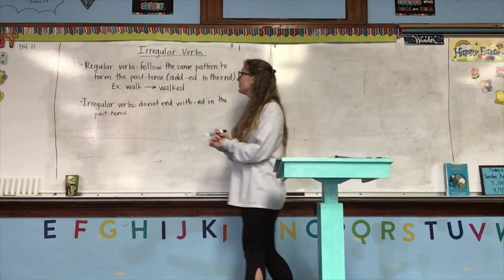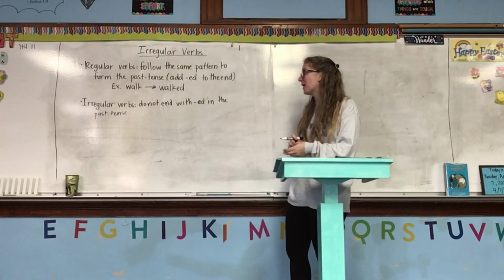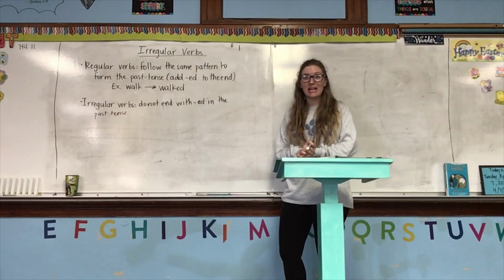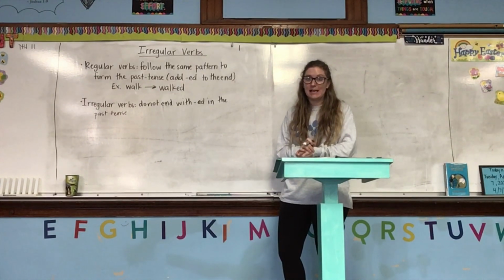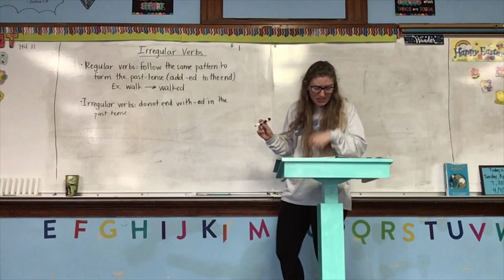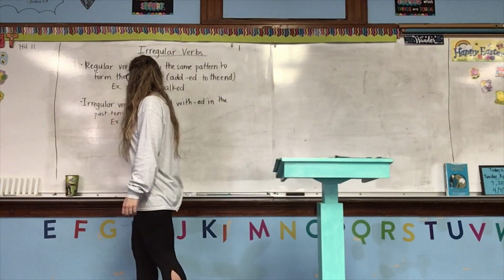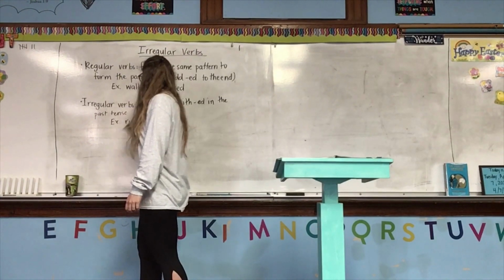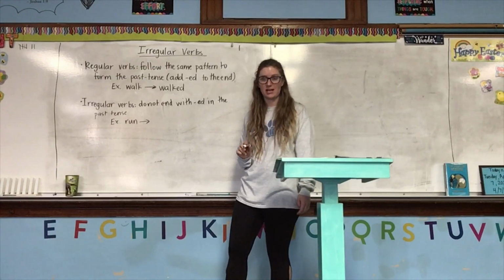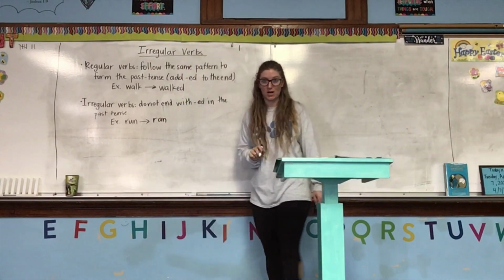So regular verbs follow the same pattern to form the past tense, which is to add ed to the end of the base verb. Irregular verbs do not end with ed in the past tense. And we can't even add anything to that definition because, like I said, each of them follows their own rule entirely. For example, the word run. We do not say, he runned to the store yesterday. We say, he ran to the store yesterday.